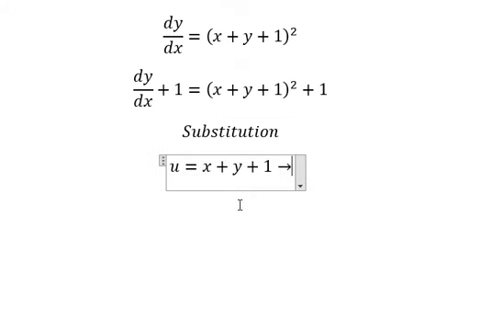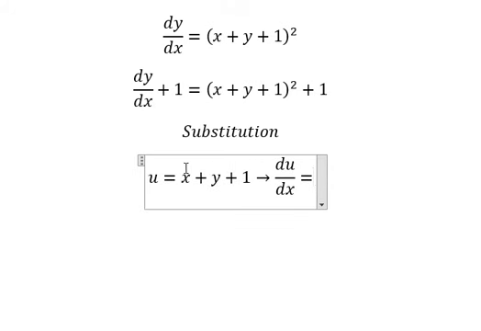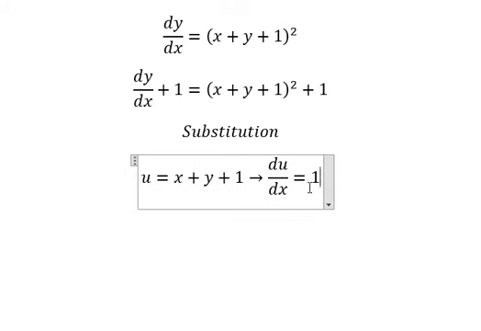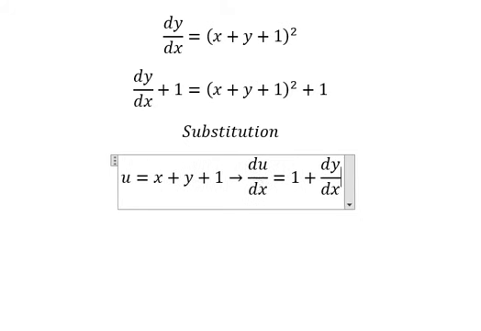So if I do the first derivative for both sides, we have du over dx. First derivative of x, you get number 1. First derivative of y, you get dy over dx. First derivative of number 1, you get 0.